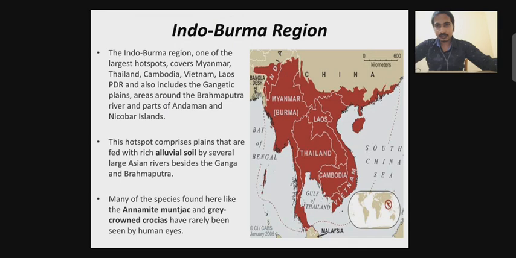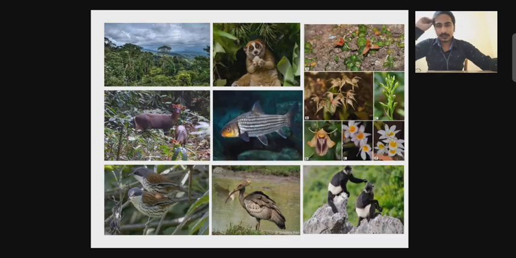Indo-Burma region. The Indo-Burma region, one of the largest hotspots, covers Myanmar, Thailand, Cambodia and various other countries. The hotspot comprises places that are fed with rich alluvial soil, mostly from the Ganga and the Brahmaputra. Many of these species found here, like the Annamite muntjac and grey crowned crocias, have rarely been seen by human eyes. Now these are the various plants and animal species which are found in the Indo-Burma region.